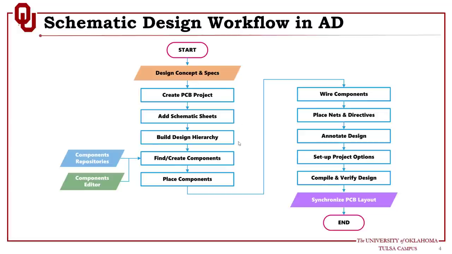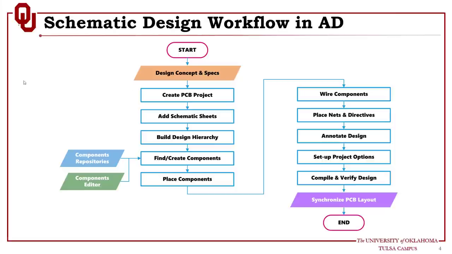So basically, when we talk about schematic design, we reach this step in the process after we have completed the specifications of the product, component selection and requirements, etc., as we discussed in session number one. The board design is part of a long process, and we are going to discuss only the PCB design in this session. So we have the design concept and specifications. Based on the design concept and specifications, which are the input for our circuit design, we start by creating a PCB project in Altium Designer.